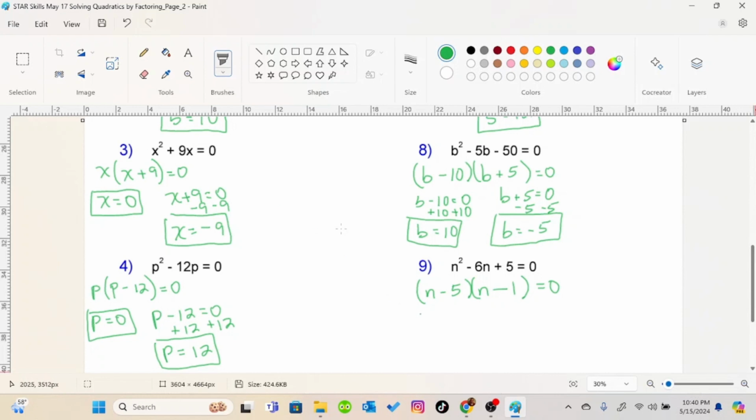Now that we have the factored form, we're going to set n minus 5 equal to 0. We add 5 to both sides, and we get n equals 5. Then we set n minus 1 equal to 0. We add 1 to both sides, and n equals 1.